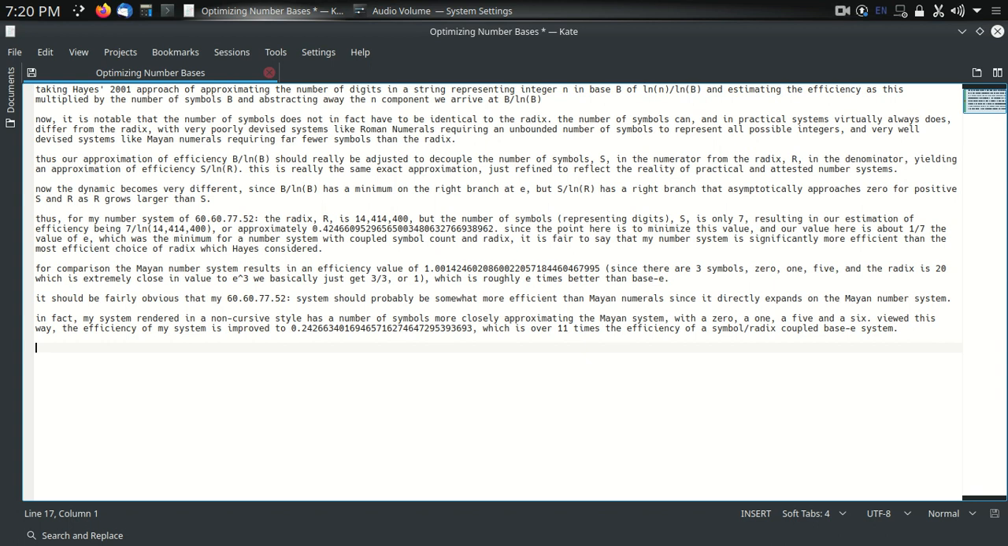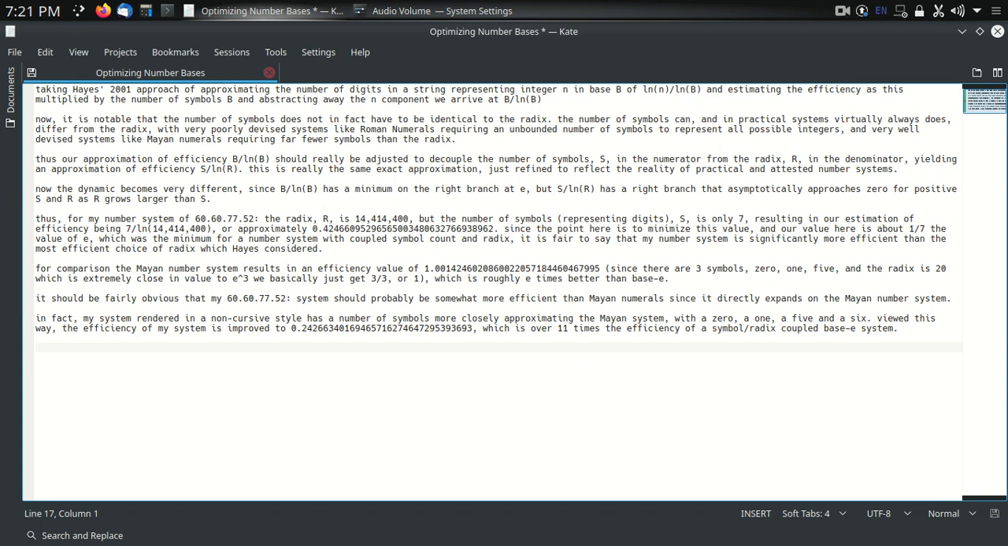Okay. So now it should be fairly obvious that my 60, 60, 77, 52 system should probably be somewhat more efficient than Mayan numerals, since it directly expands on the Mayan number system. So what I did when I was setting that up, the 60, 60, 77, 52, one of the things I was looking for was I'm trying to incorporate prime numbers. I'm also trying to use powers of 60 or very close approximations of powers of 60, because we use that a lot in our daily lives, actually. So like the number of seconds in an hour is 60 times 60. So that's a power of 60. Being able to express that nicely would be lovely.